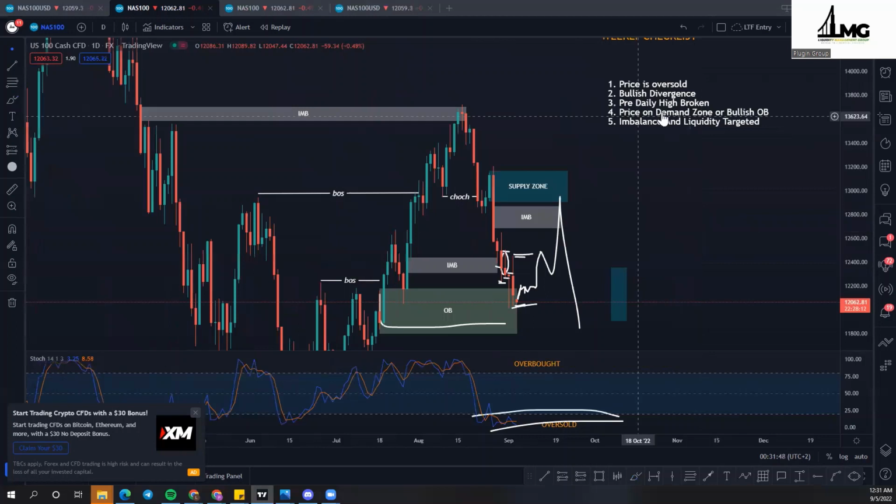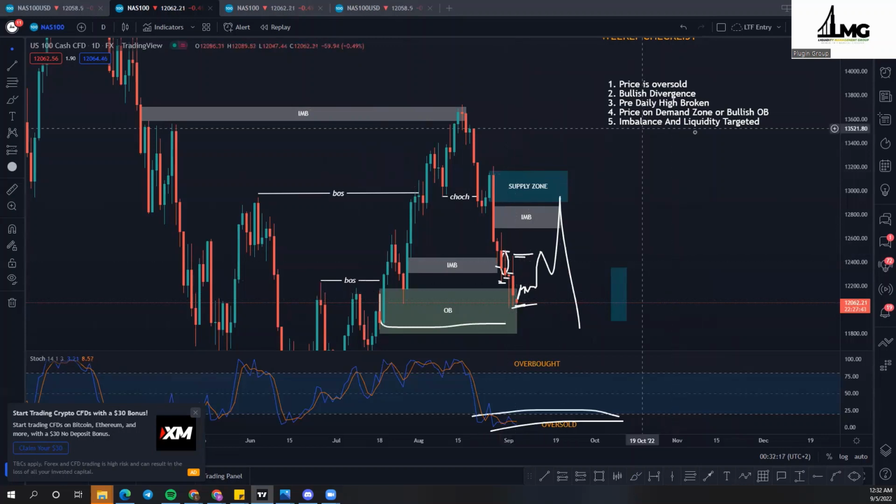I'll be looking for price to break the daily high of the previous candle because I'm anticipating bullish moves at this moment. We're currently oversold, looking for bullish divergence. I'm also looking for price to break the previous candle's high. And then I also make sure that while I'm looking for these divergences, these confluences need to lie on a demand zone, and currently price is on this order block right here, and it's being respected, as we can see.